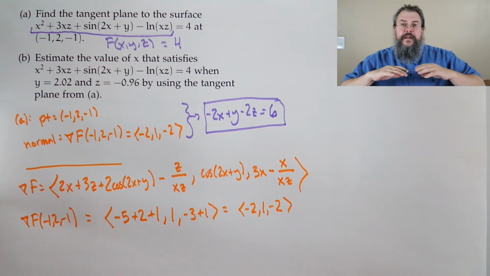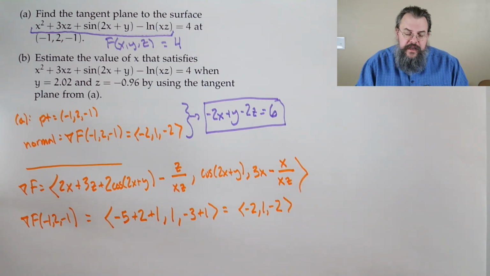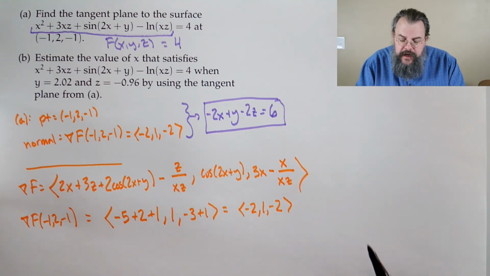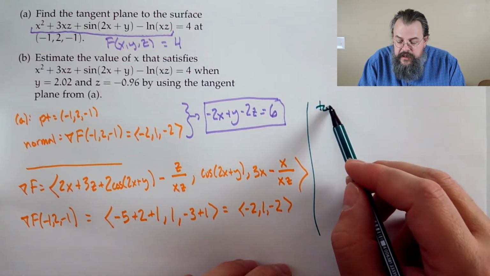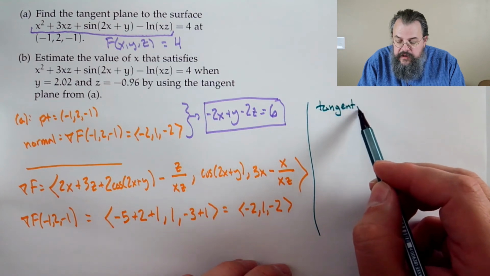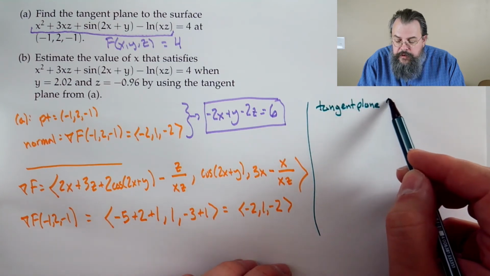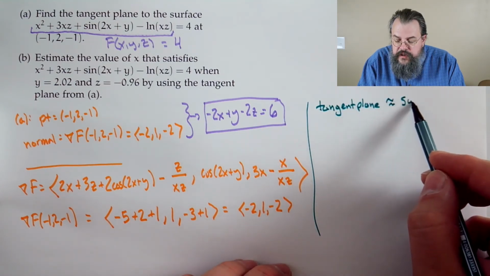Well, part A was saying, find the tangent plane. And now we say, aha, wait a second. We know that the tangent plane that we just found is really an approximation to our surface.